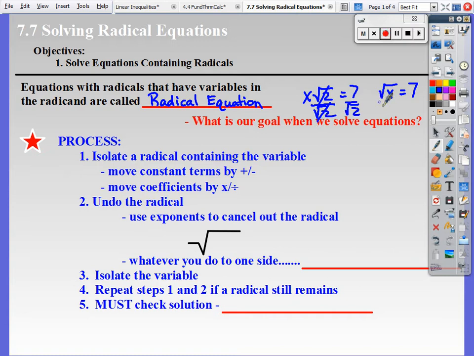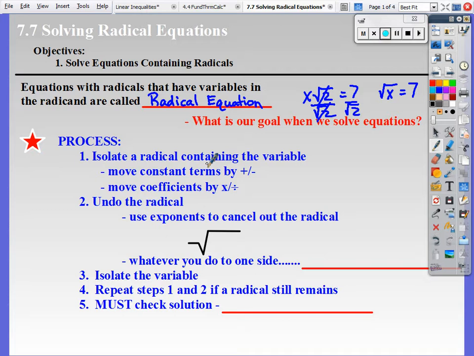To get x by itself on this one, we have to peel off or rip off the square root sign. We have to use the inverse to do that, and we'll talk about that as we go through. The process of solving radical equations is really a 5-step process. Step number 1 is isolate the radical containing the variable. It's a lot like when we isolated absolute values. You want to get the radical by itself.